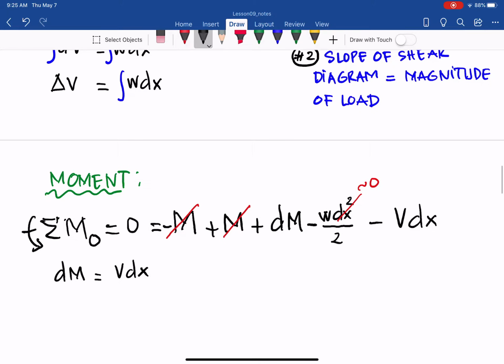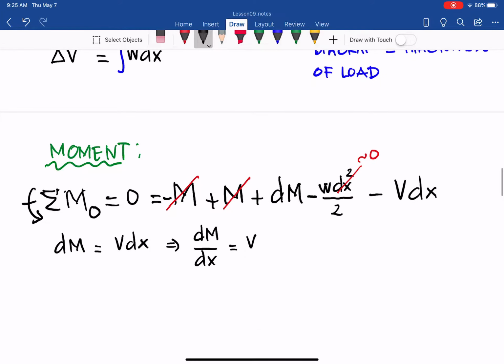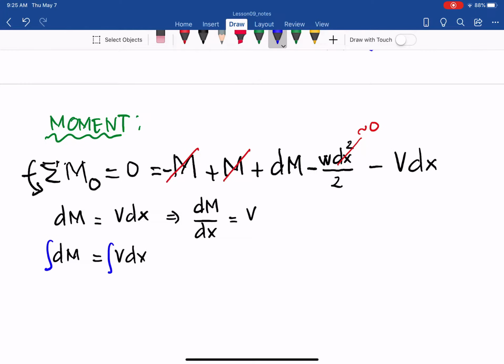So I will do exactly the same from here. I can have dM over dx equal to V. And similarly, if I take the integral of dM equal to V dx, then the left side becomes the change in moment, delta M, and the right side is basically the integral of V dx, basically the area under the shear curve. So we can write down here V dx.